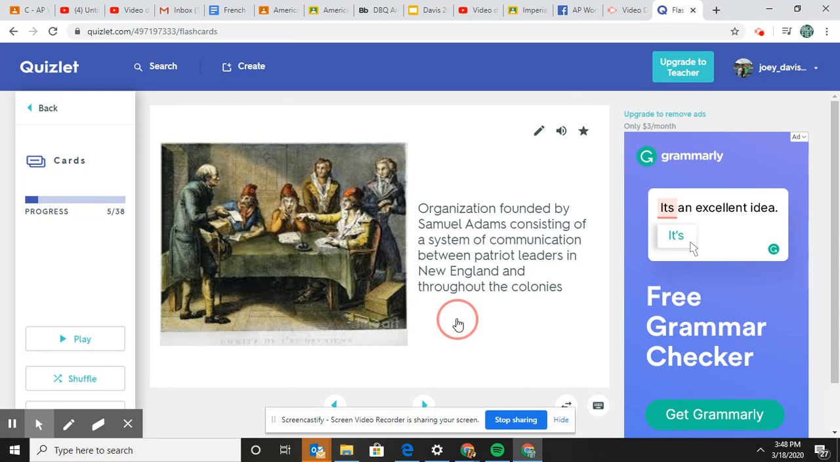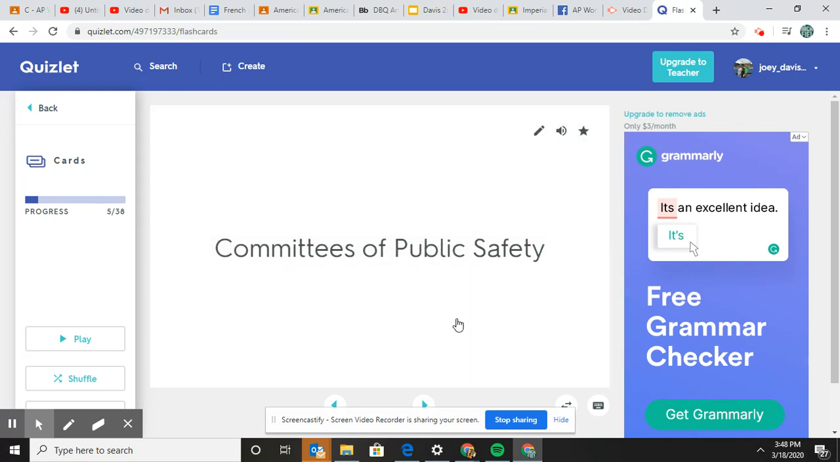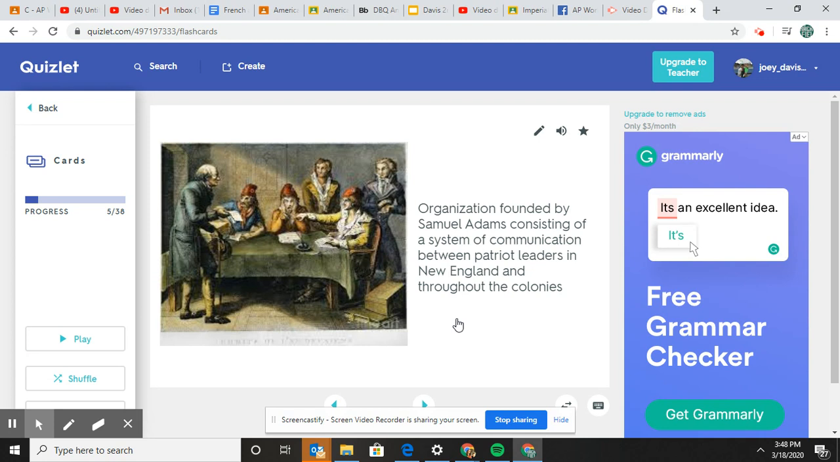This is the Committees of Public Safety here, and let me just see. This is an incorrect definition here, so I'll change that. But Committee of Public Safety, that was a really ironic term of the French Revolution. The Committee of Public Safety basically said we're going to keep everybody safe by making sure everyone supports the revolution and cutting off everybody's head that doesn't support it. So kind of ironic that it was called the Committee of Public Safety. But the definition here is incorrect. This would be a Committees of Correspondence definition.